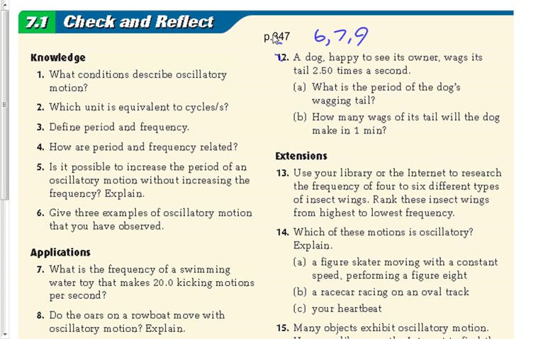What's the frequency of a swimming water toy that makes 20 kicking motions per second? Frequency is the number of cycles over the time. It makes 20 kicking motions per second, 20 cycles per 1 second. What's the frequency of it? 20 hertz. And number 9.